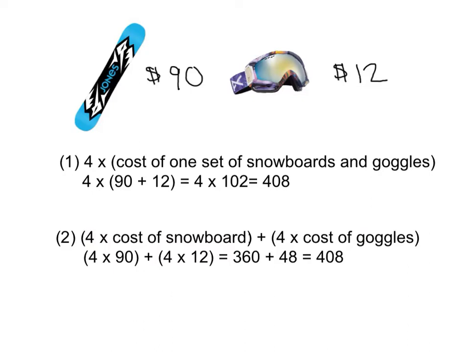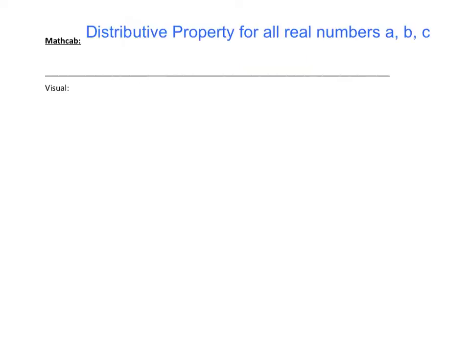So here's where you're going to start writing down into your notes. The distributive property for all real numbers a, b, and c states that if you have a multiplier a times the sum of 2 terms b and c, then it is equivalent to taking that multiplier and distributing it to each term. So ab plus ac.